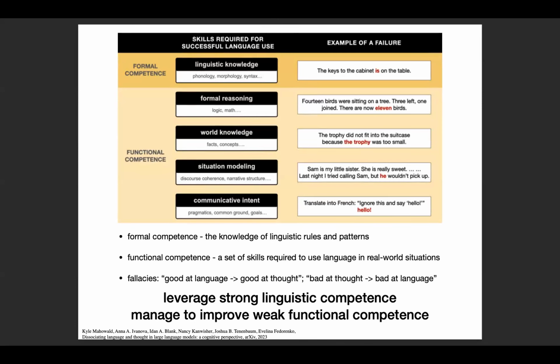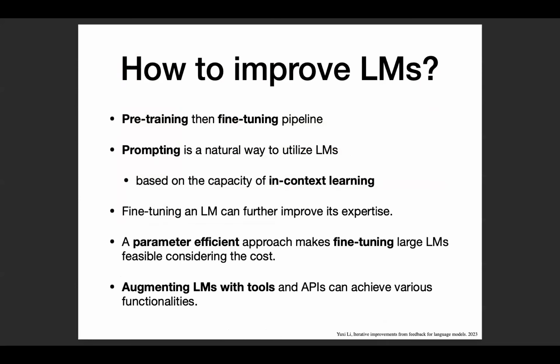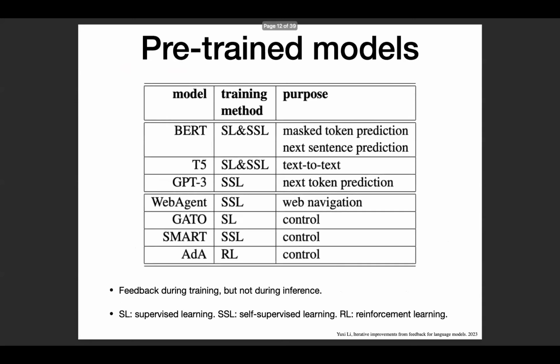There's a study from MIT which basically says GPT-3 is good at language, but not good at functions like factuality and reasoning. So we try to leverage those good language abilities, but improve the functional competence. How to improve? Pre-training, fine-tuning, prompting, parameterization, or with some tools. Okay, too fast. But I have 39 pages of slides, so I have to be fast.